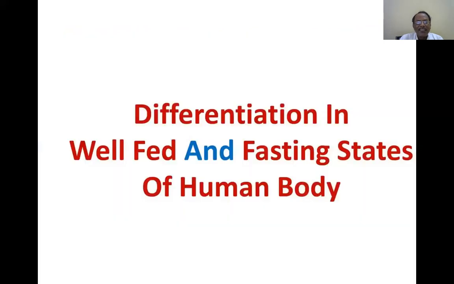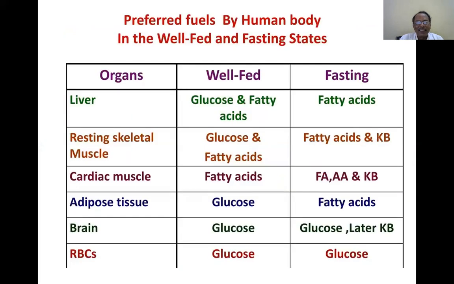The differences between the well-fed and fasting states of the human body are shown in a table, of how preferences are given in the various organs for various substrates in the well-fed state and in the fasting state. In the liver, in the well-fed state, glucose and fatty acids are utilized preferentially.